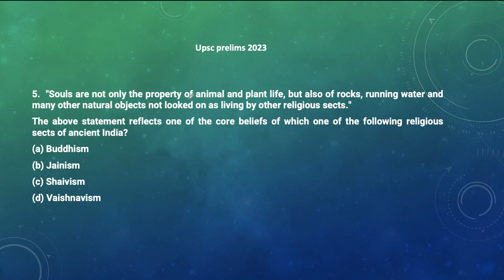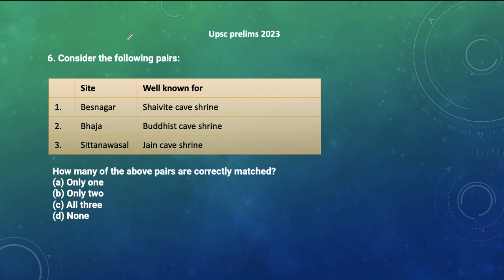So here they are asking about the basic philosophy. So this particular statement given is related to Buddhism or Jainism. What I will be telling is you can directly eliminate two options, because in the UPSC examination, a lot of times in art and cultural segment, they will be asking questions related to either Buddhism or Jainism only. Let's move to the next question.